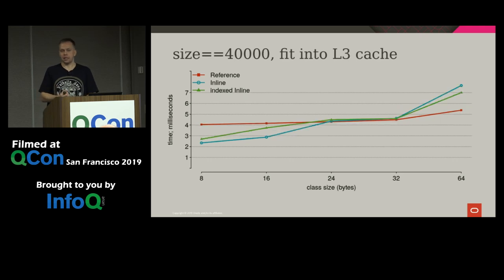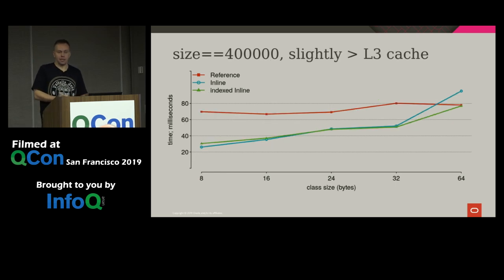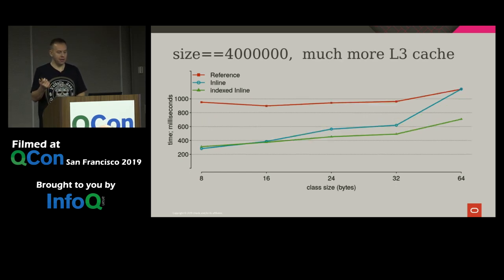Okay, let's do it again larger and fit it into L3. And here's the only case where references became winning, but only for large classes. Let's do it again larger, just 400 elements. And again, the situation returns back. Our inline class is faster than references. And let's try yet another larger array. And again, I can see that inline class is faster. Indexes are better in that situation, but inline classes are better than references.